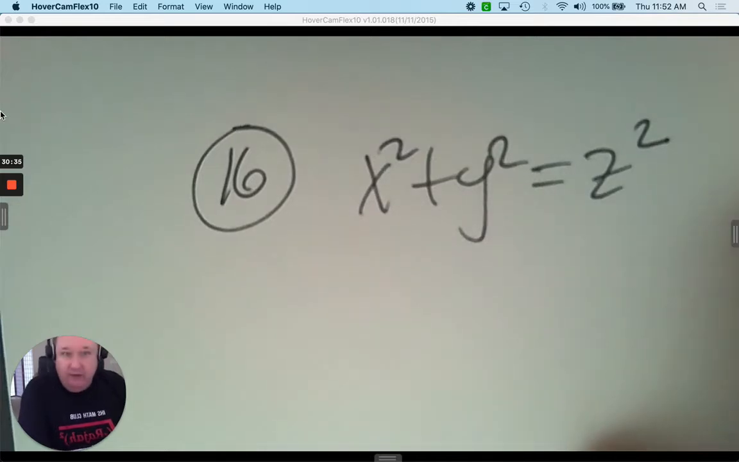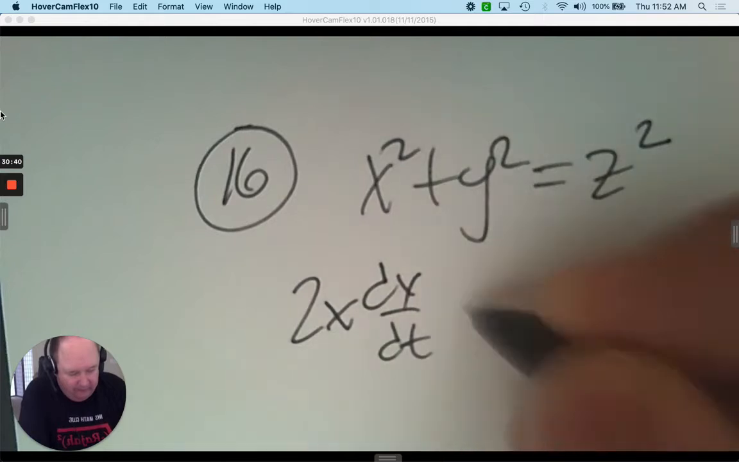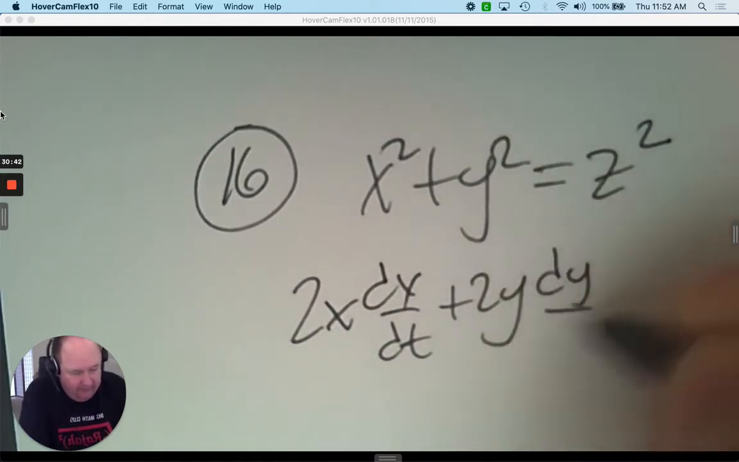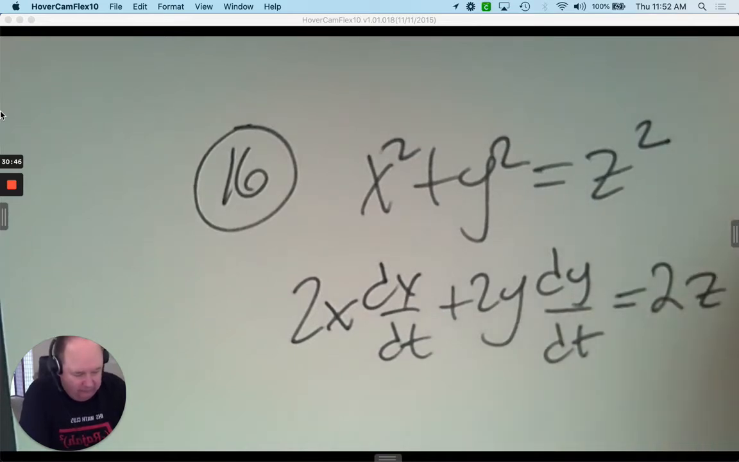All of these are changing with time. None of it is a constant. So I take the derivative with respect to time right away. So I need that d/dt every time I take the derivative.